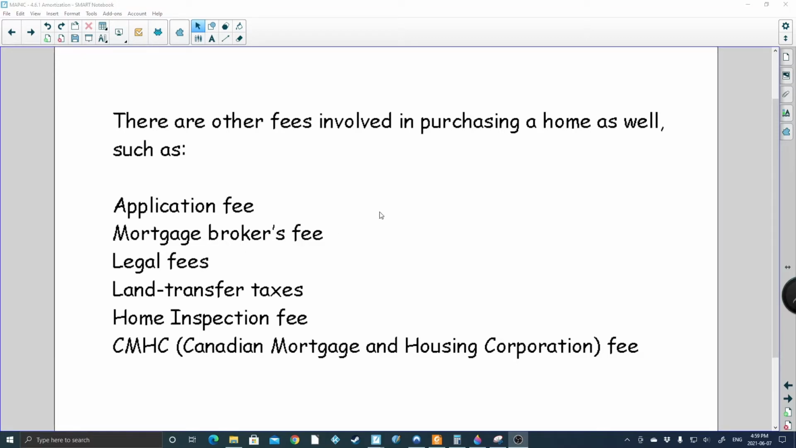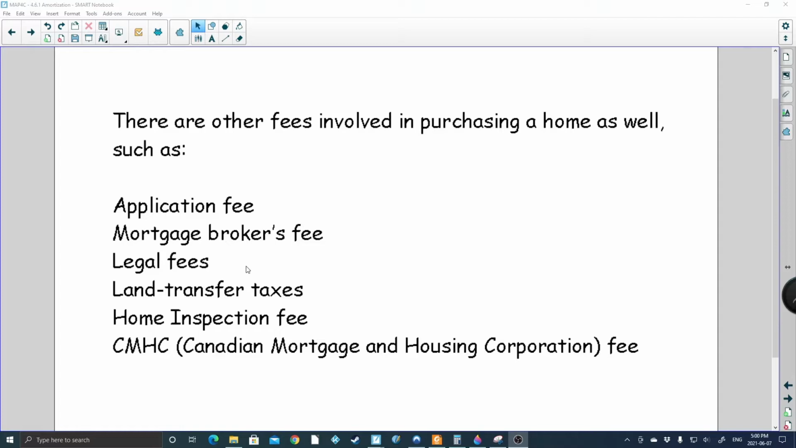These aren't just the fees in purchasing the house, the price of the house itself. You're going to sometimes have application fees. You're going to have mortgage broker fees if you go with a mortgage broker. Basically, a mortgage broker is a company that will look up a whole bunch of different mortgages at different institutions for you and try to find you the best price, but you usually have to pay those people to do that. It can be worth it if they get you a better deal than you would normally get yourself.